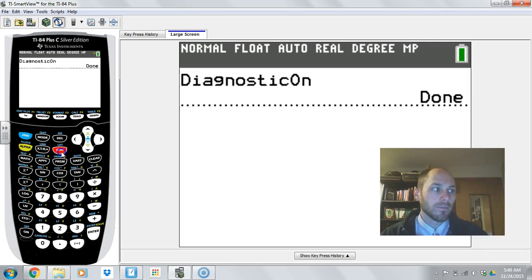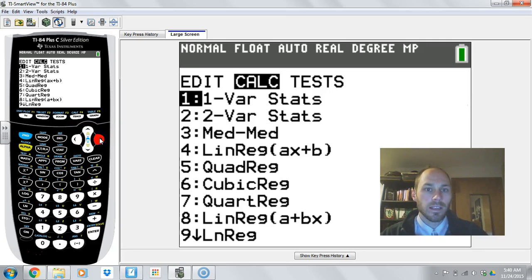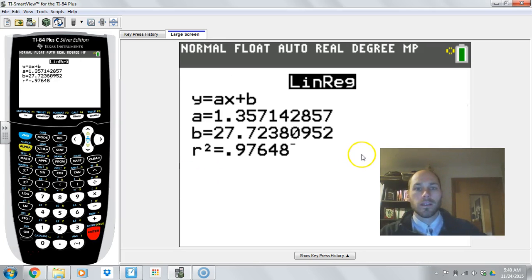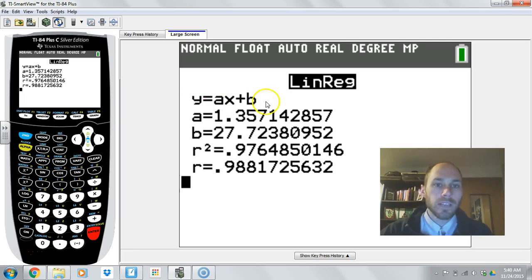So now we go to stat, and we're going to go to calculate, and then go down to linear regression, LinReg here. Hit enter again. X list is our L1, Y list is our L2, that's right. And we're going to calculate, and there's our equation. Y equals ax plus b. So a is our slope, b is our intercept. So our equation would be y equals 1.36x plus 27.72. And the R squared and the R values are correlation coefficients.